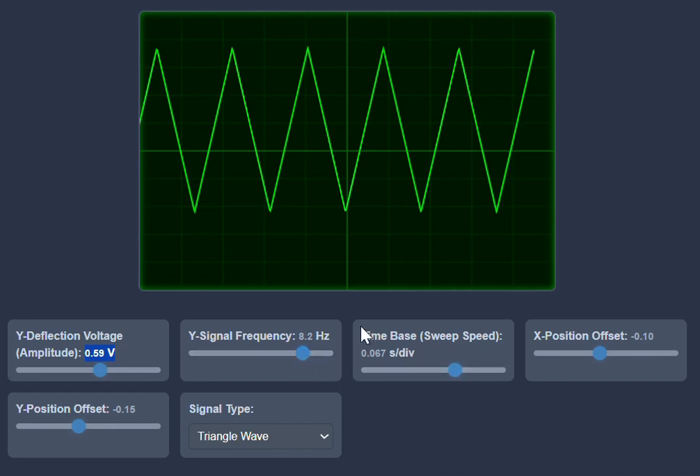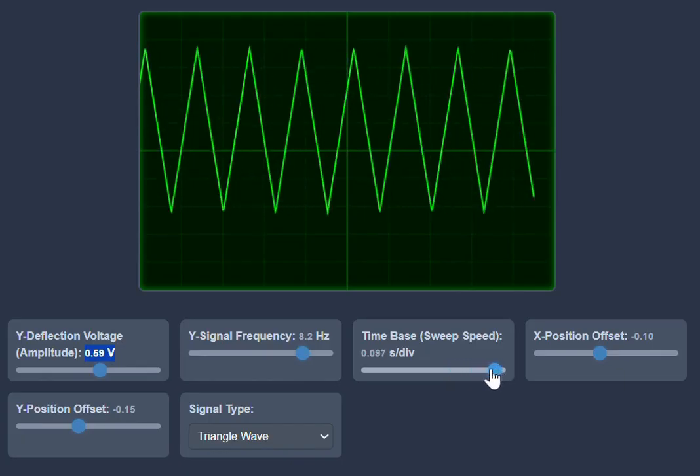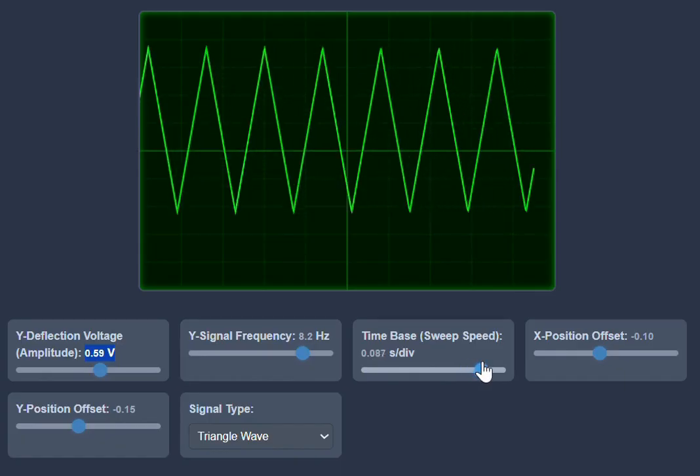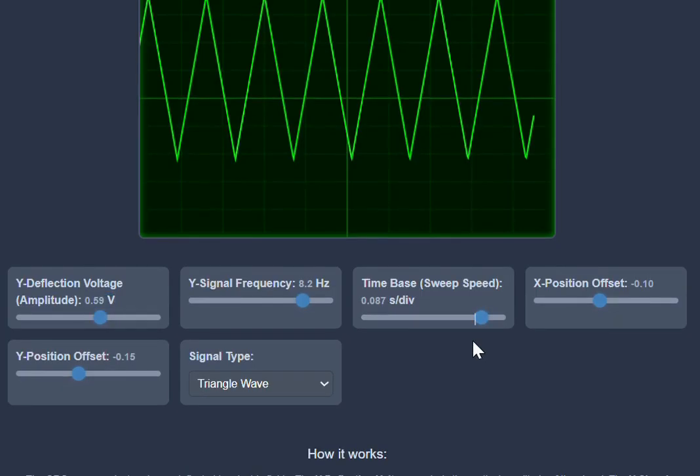Now the next point, the time base: how fast the signal sweeps. You can see the signal changing faster, so how do we control it? The sweep speed is the time base.